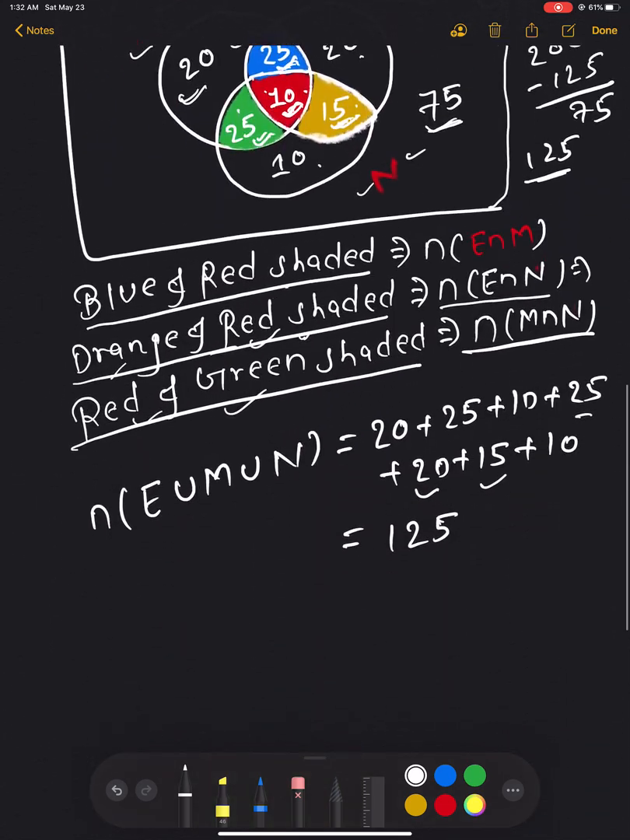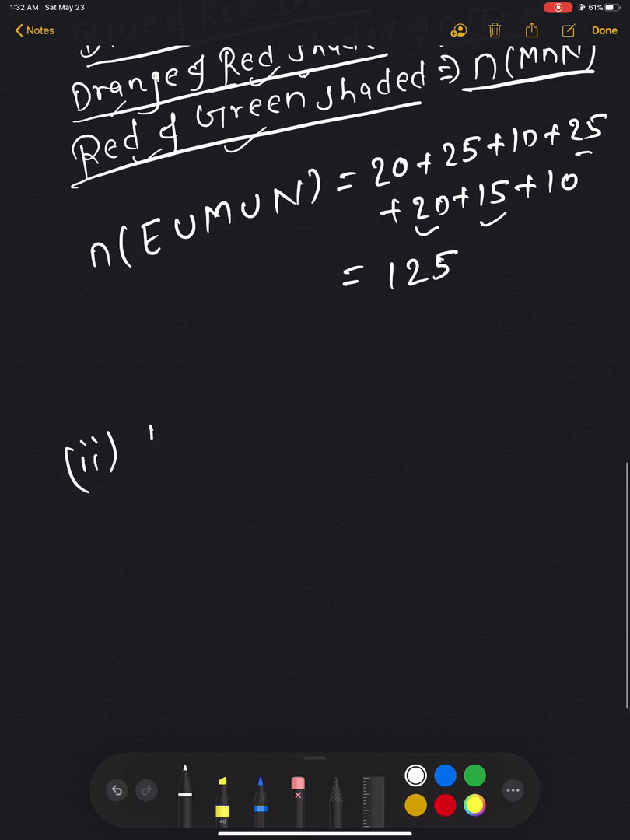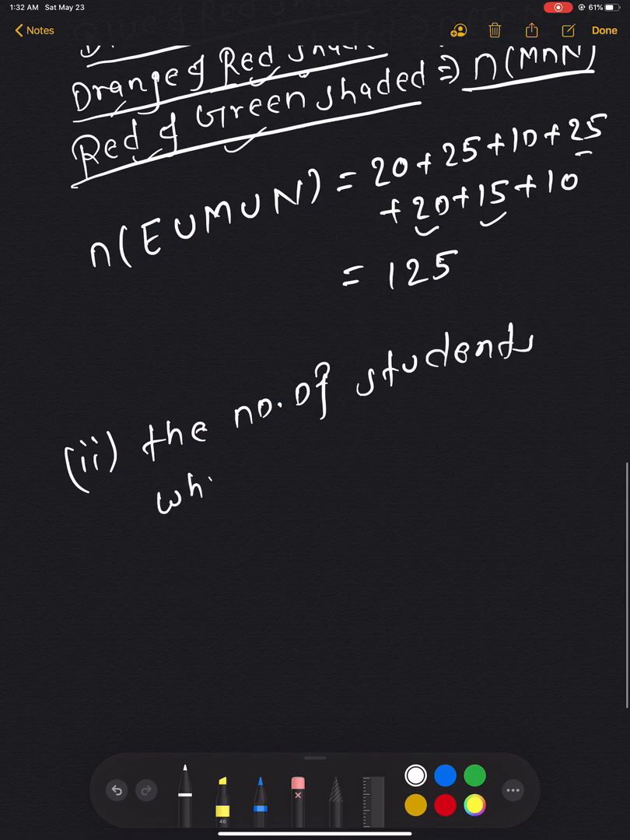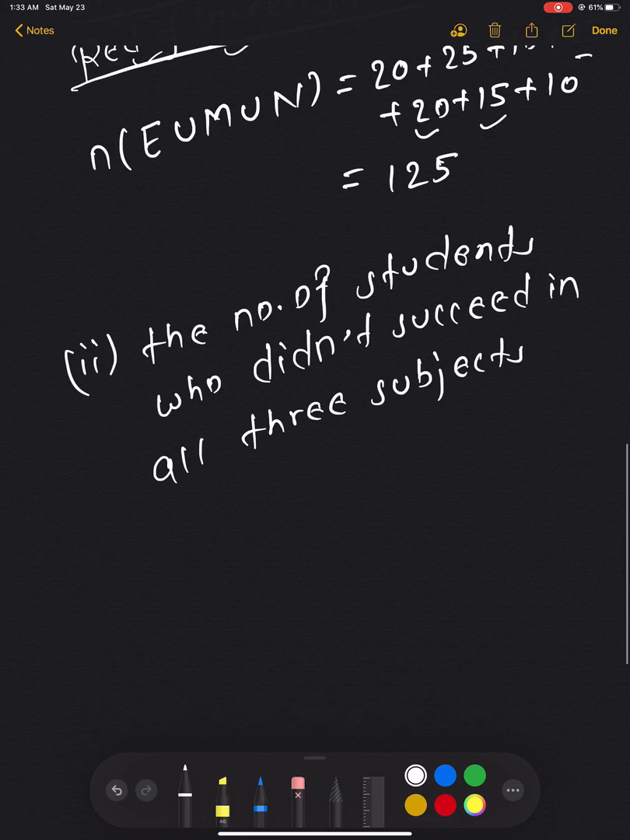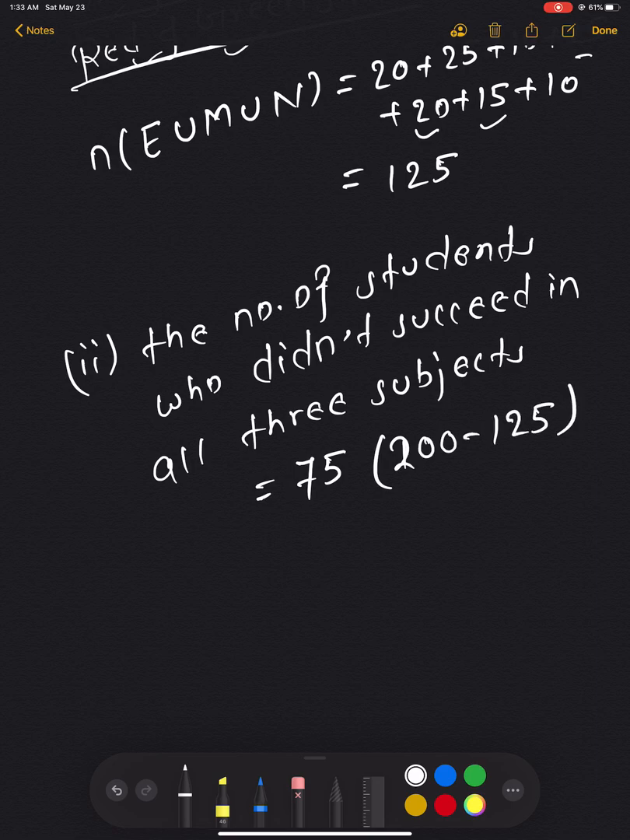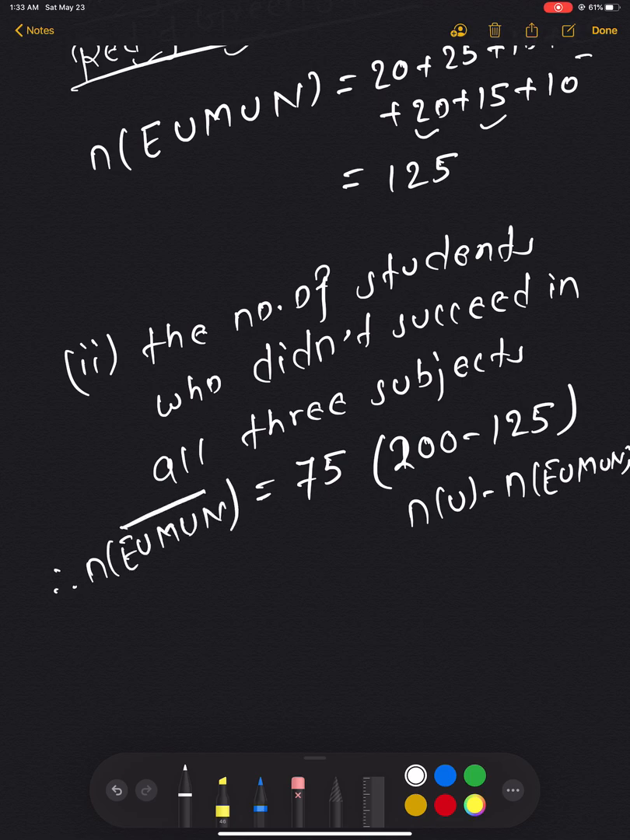So here for part B, the number of students who didn't succeed in all three subjects is equal to 75, which comes from 200 minus 125, which is actually n(U) minus n(E ∪ M ∪ N), this is your (E ∪ M ∪ N) complement, right? So that's your 75.